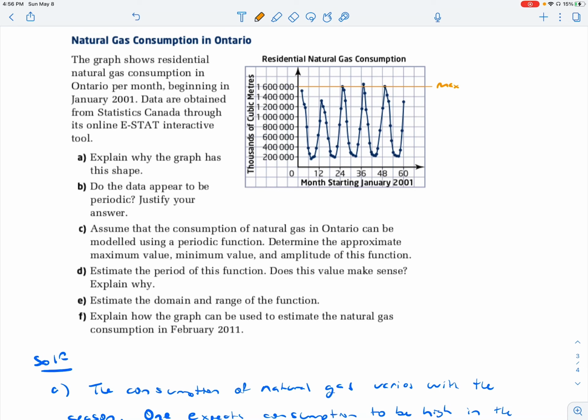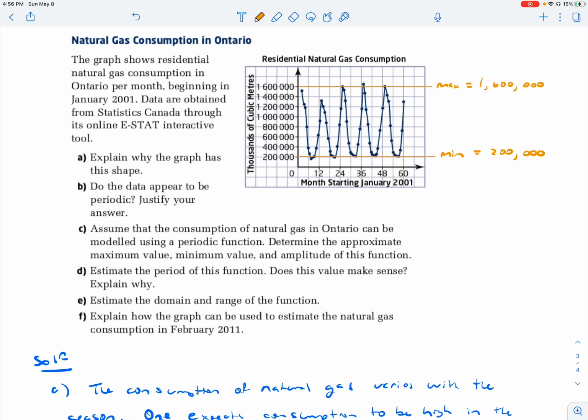Okay, and the minimum is actually quite a bit easier to do. Almost all of them look like they're really close to 200,000. So we're going to draw that through here. We'll call that the minimum. Okay, so our max is equal to 1,600,000. Minimum is equal to 200,000.